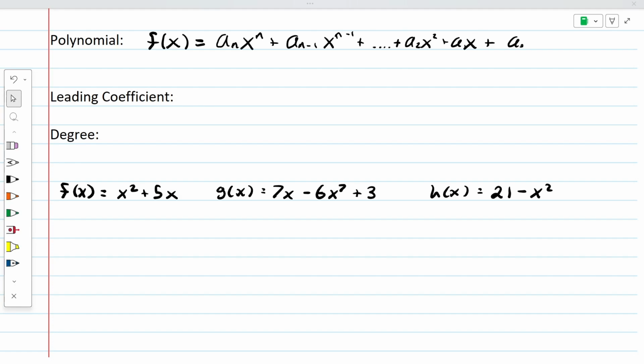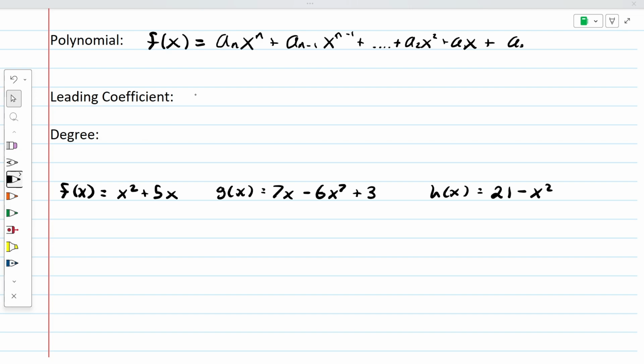Hello everyone, in this video we're going to discuss polynomial properties using leading coefficient and degree. A polynomial is in this form where n is an integer and all the a's are real numbers. Some examples are down here, like x squared plus 5x, 7x minus 6x, 7. All these are polynomial examples. We need to know how to identify the leading coefficient and the degree of the polynomial.